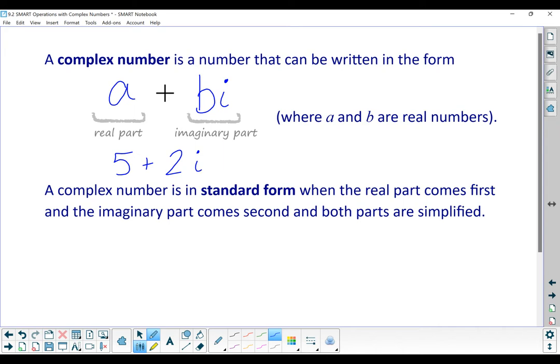2i is the imaginary part. A and b can be any real numbers, though, so it could be fractions, 1/2 plus 7/2 i. It could be roots. It could be the square root of 5 plus i root 7, something crazy like that, as long as you've got a real part and an imaginary part. We say that a complex number is in standard form when the real part comes first and the imaginary part comes second, and both parts are simplified.